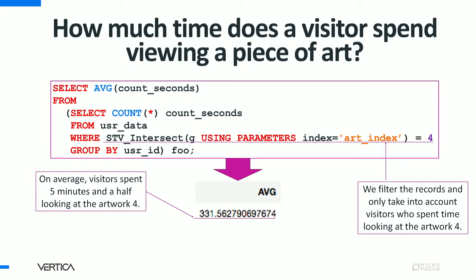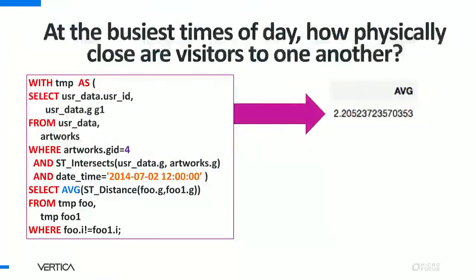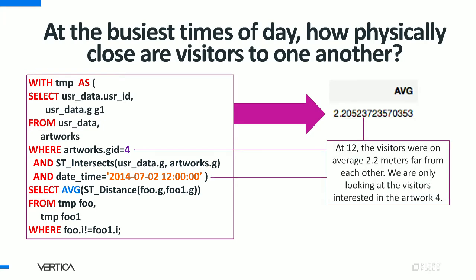We can also have many questions about this study, like at the busiest times of day, how physically close are visitors to one another, and it's quite easy using Vertica SQL. We can really solve the problem with just a few SQL lines here. It's the query that I made with a WITH clause, which is like an inner join, and we can see that at 12, the visitors were on average 2.2 meters far from each other around the most popular artwork. We can see how interesting this example is.